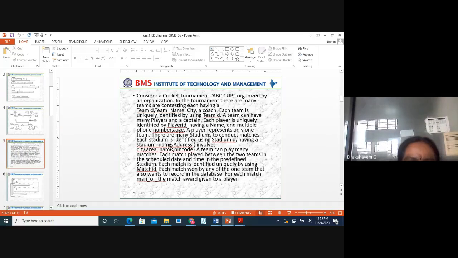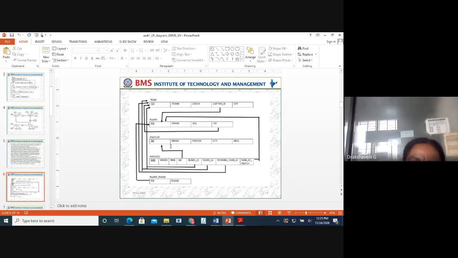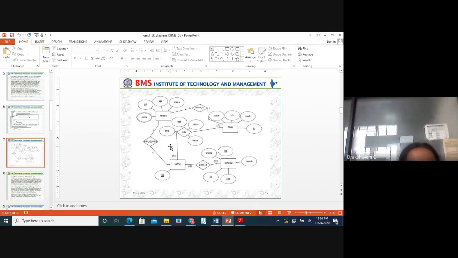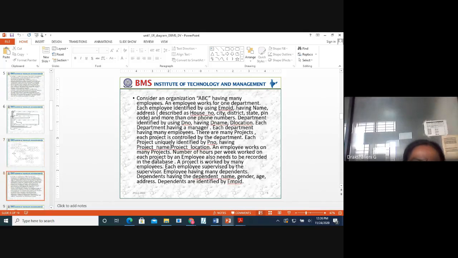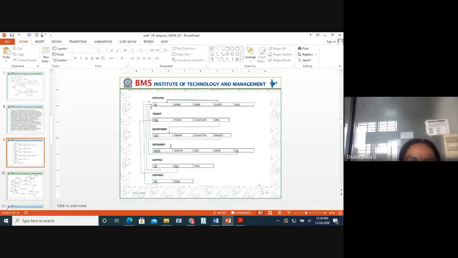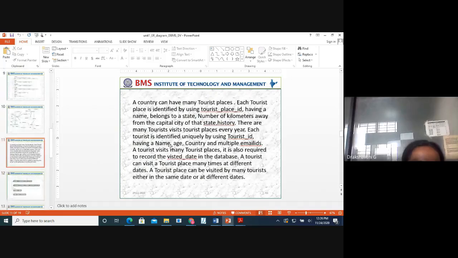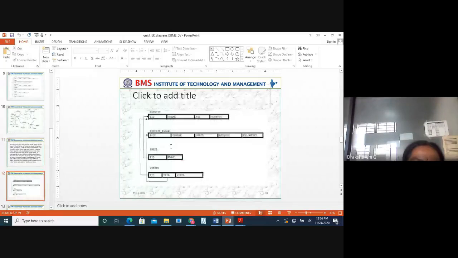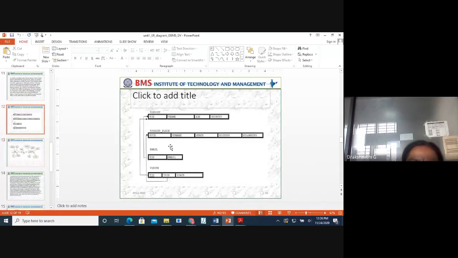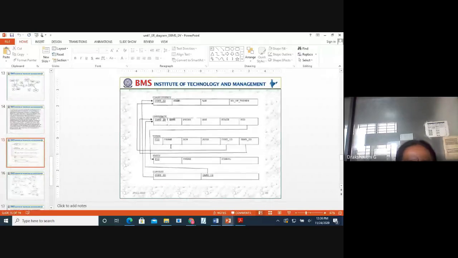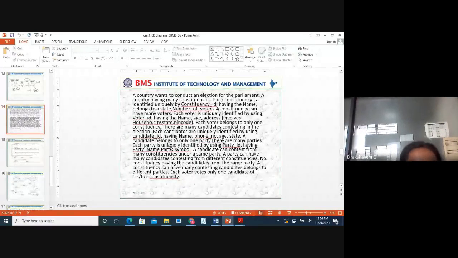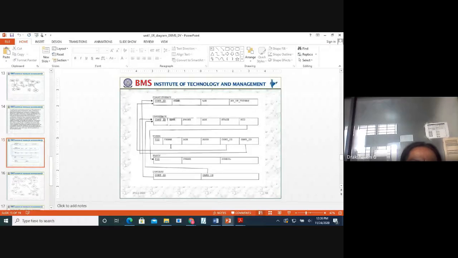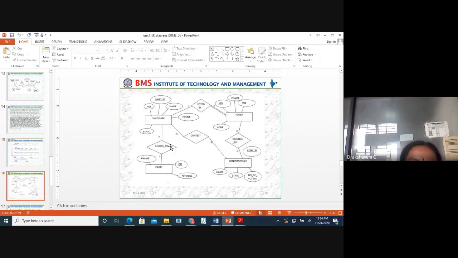Similarly, this is the cricket tournament, where this is a schema diagram and this is an ER diagram. In the same way, these are the programs in your lab and their respective schema diagrams and ER diagrams. The same way, the last ones: tourist schema diagram and ER diagram, and the last one was constituency. So this is a schema diagram for constituency, and this is an ER diagram for constituency.